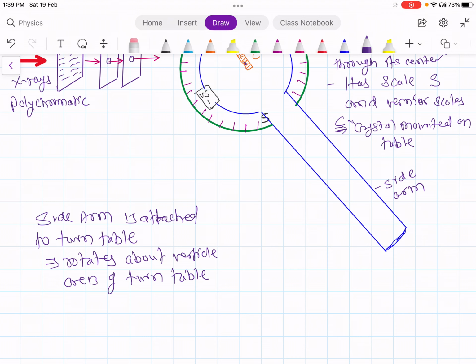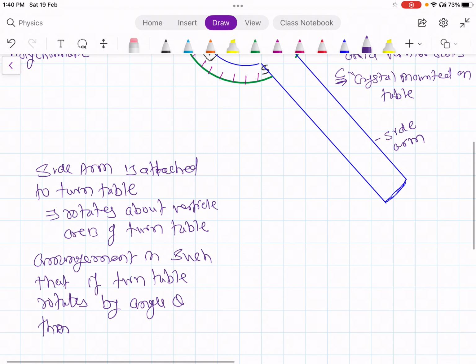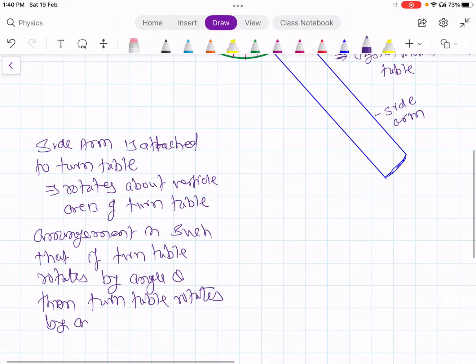But in this case, the arrangement is such that if the turntable rotates by an angle theta, then the side arm rotates by an angle 2 theta. Such an arrangement is there for the side arm.